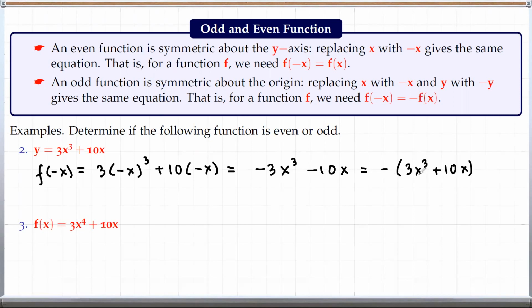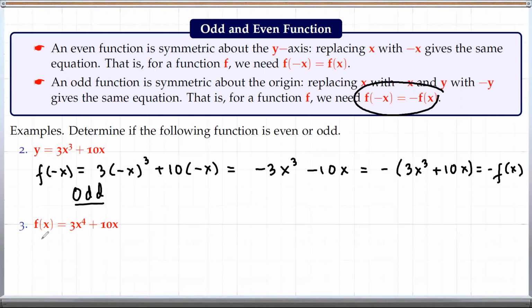And you see this 3x cubed plus 10x is simply the given function. So this I can write as negative f of x. So it looks like this condition is satisfied here: f of negative x, we got that to be negative f of x. So therefore, we can say this is odd. This function is odd.